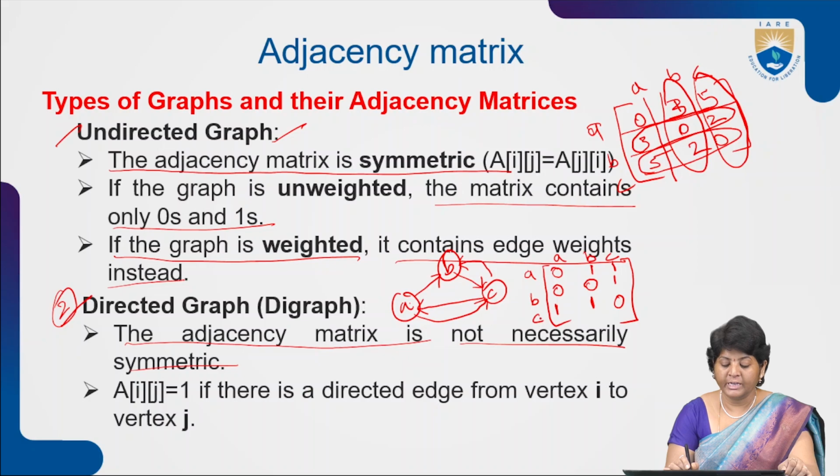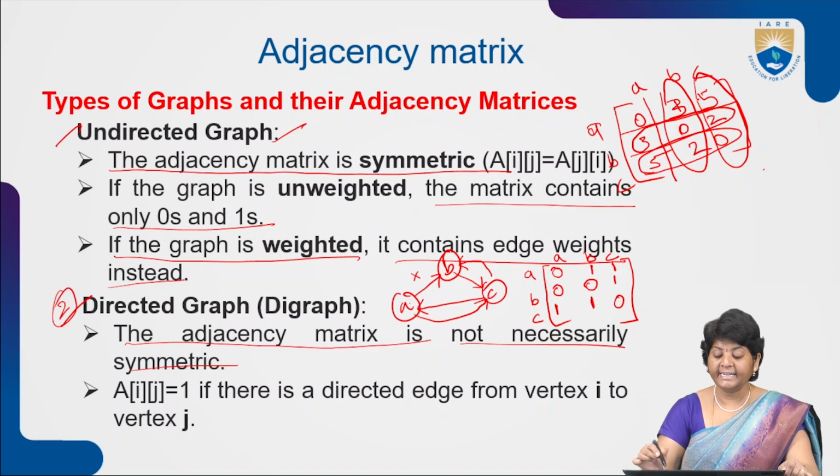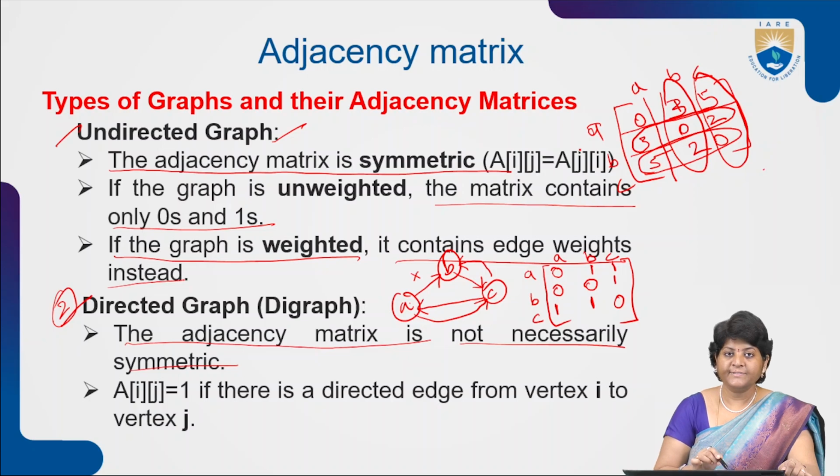Now, if you observe carefully, since we don't have any connection from B to A, we will mark it as 0. If there is an edge connection, we will mark it as 1. Whereas for the undirected graph, A to B has a weight, and similarly B to A has the same weight because it is undirected. Whereas for the directed graph, if the direction is established, then we will mark it as 1.